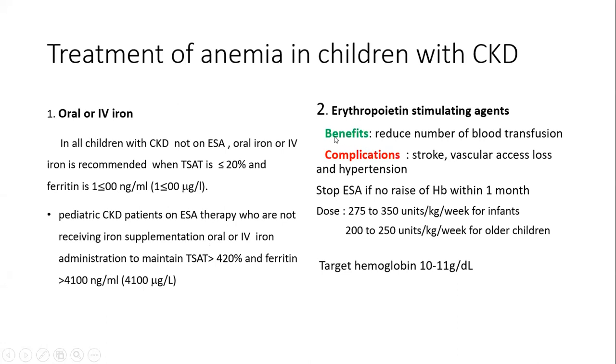So you have now erythropoietin stimulating agent, which is a cornerstone in management of anemia in chronic kidney disease. The benefits: it reduces the number of blood transfusions and promotes growth. The complications of erythropoietin stimulating agent, the most documented are stroke, vascular access loss, and hypertension.